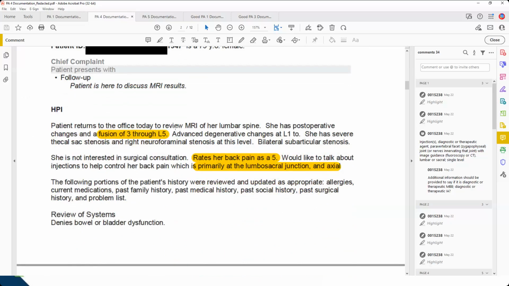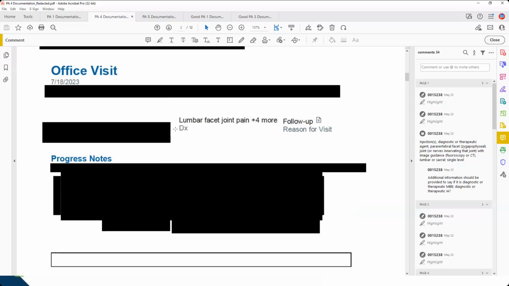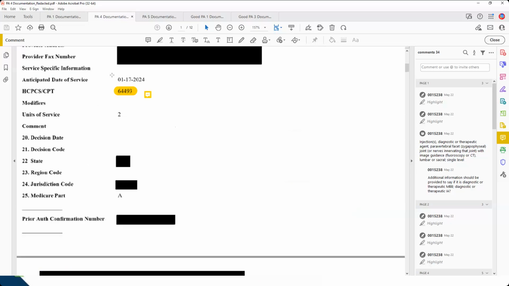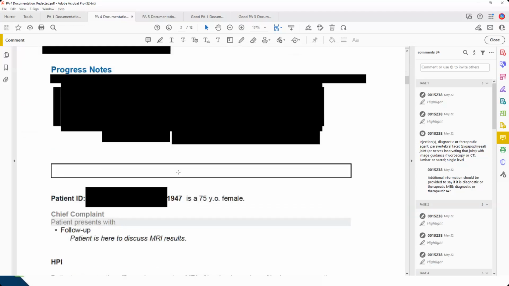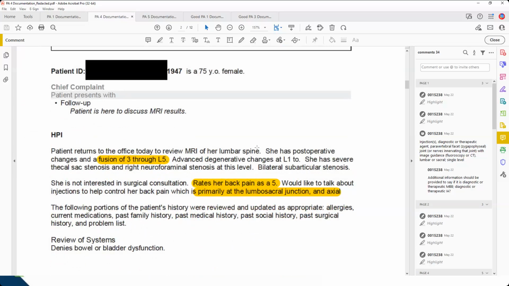So this was, if I have my dates right, 7/18/2023, and this request is for 1/17/24. So this gives us some history of this person's issues and how long they've been seeing the physician for. And so here we see that she's in 2023 to review the MRI.